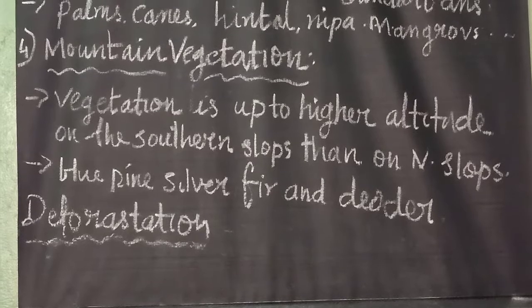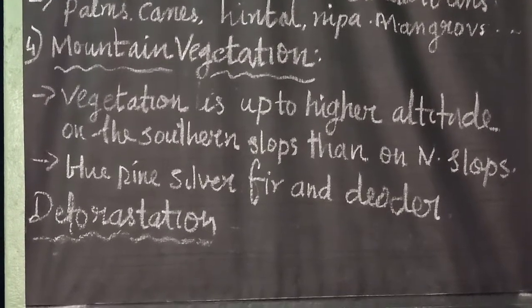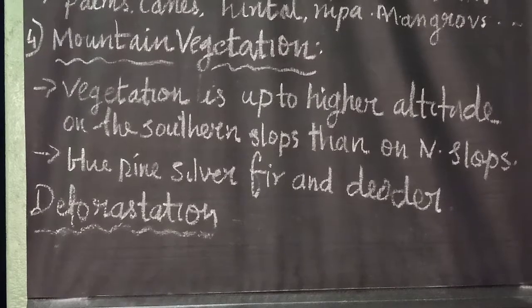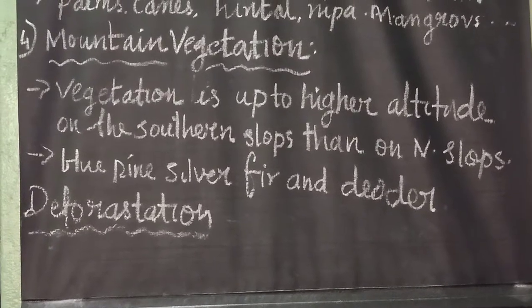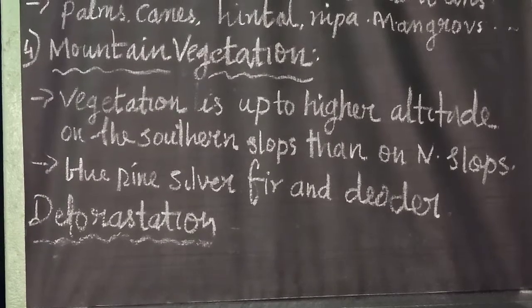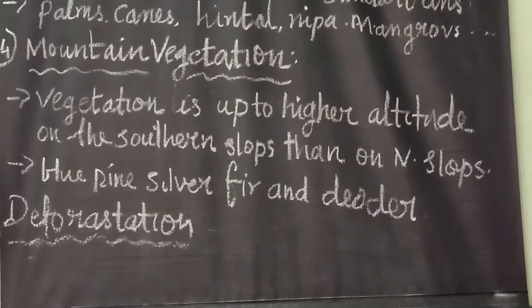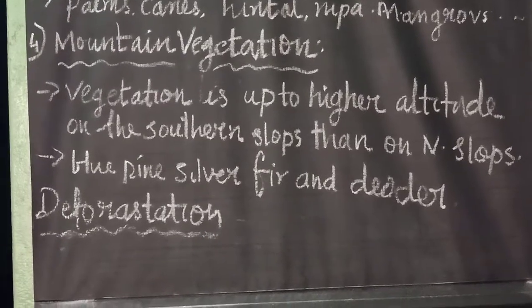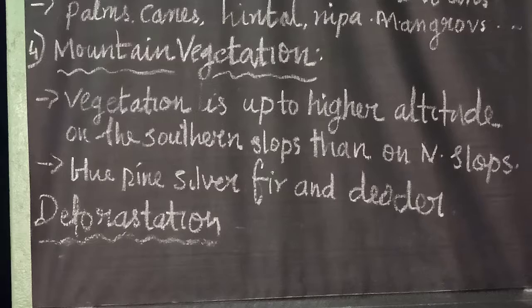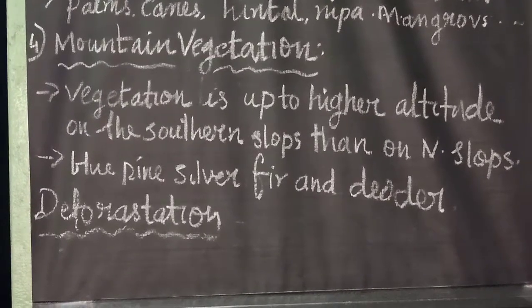Now, deforestation. We already studied what is meant by deforestation. It means clearing of forest and other vegetation for agriculture purposes or commercial or housing purposes. Cutting and clearing forest and other vegetation for agriculture, commercial or housing purposes is called deforestation.